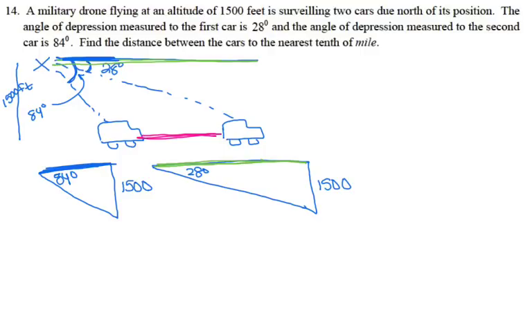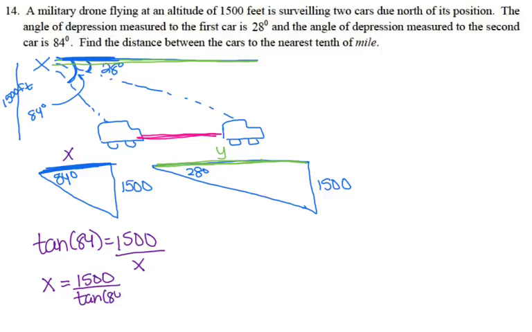So I'm going to go ahead and call this X, and I'm going to call this one Y. Looking at my triangles, they are both right triangles, so I can go ahead and use SOHCAHTOA. I have opposite and adjacent for both of them. So I have tangent. I have tangent of 84 equals 1500 over x, cross multiply, plug it in, and that gives me 157.7.